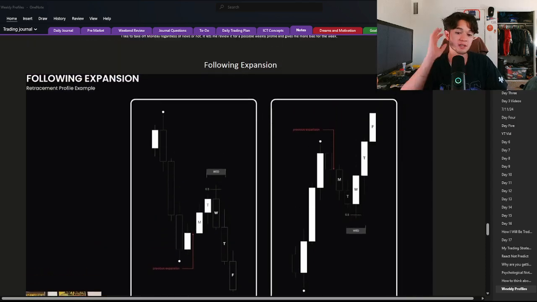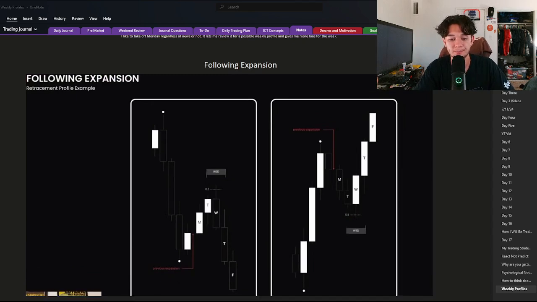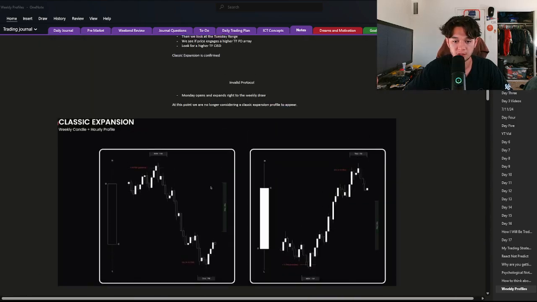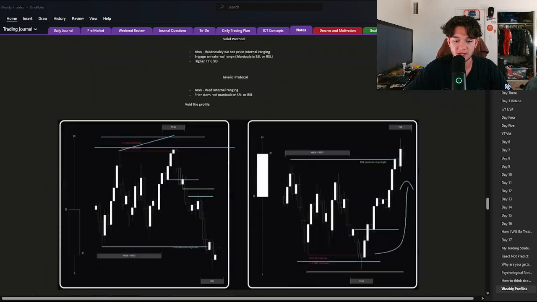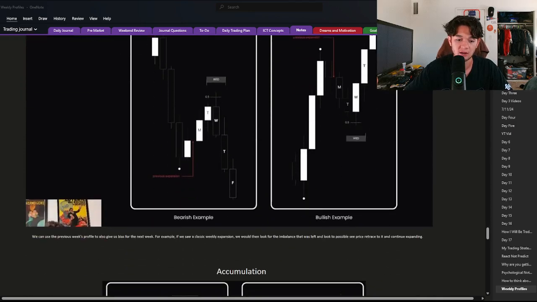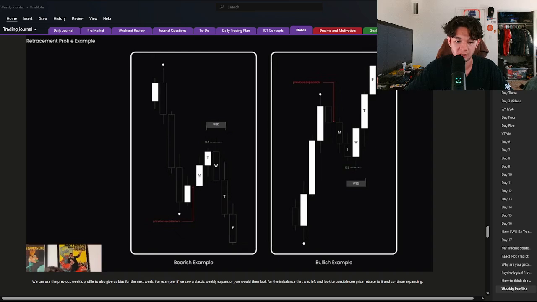We can use previous weekly profiles to help us determine a bias. So we want to follow expansion. Say we see a classic expansion the previous week, we can then look for a possible midweek reversal, with Wednesday taking the high, Wednesday manipulating back into a fair value gap, higher time frame PD array, and then seeing continuation with that trend.